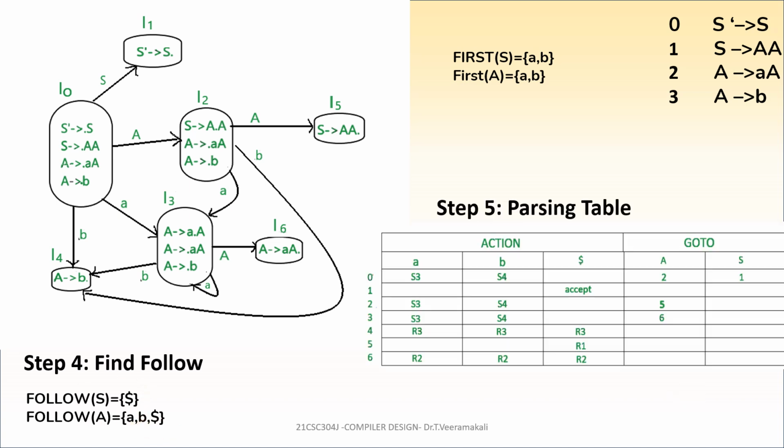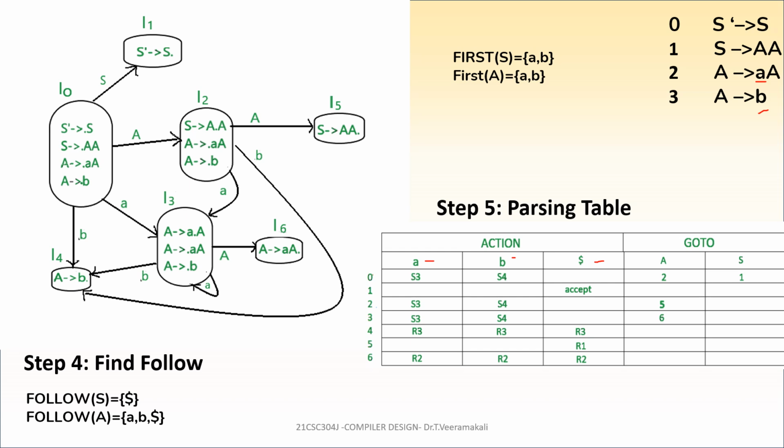You need to find the parsing table. So how to represent this parsing table? We have an action table and we have a goto table. In the action table we have to include the terminal symbols. In this grammar, we have a and then b, and we include that a as well as the b, and we need to include the dollar symbol in the action table.